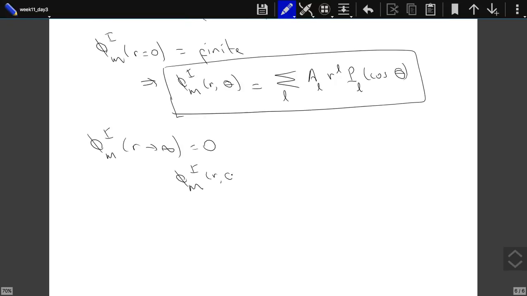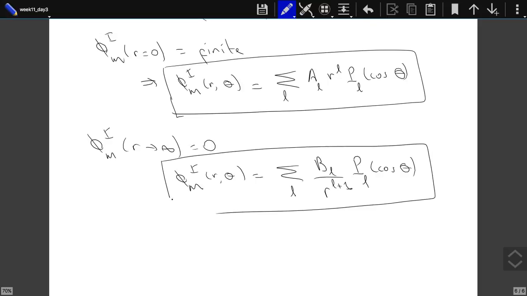So phi_m2 of r, theta should be in this form: B_L over r^(L+1) P_L of cosine theta. Okay, so these are the general solutions both inside my sphere and outside the sphere. I don't know whether phi is continuous or not, so I would rather not use the continuity of phi or any continuity of its derivatives. But I do know certain conditions.